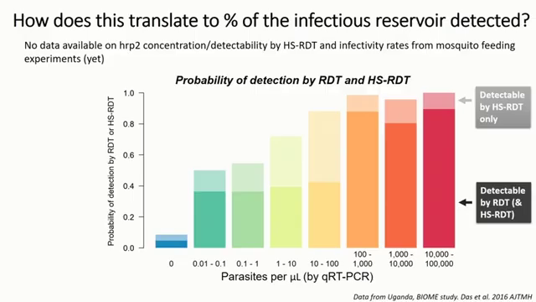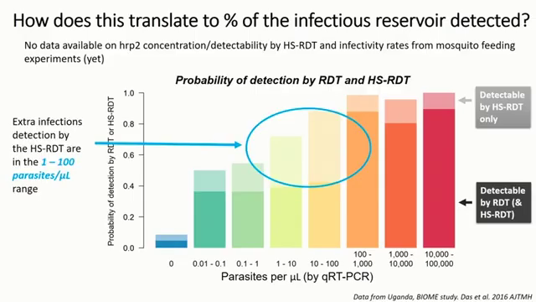The first thing you'll notice is that conventional RDTs are pretty good at detecting people with loads of parasites, as you'd expect. But the place where HS-RDT is really bringing some value is in what we traditionally call submicroscopic, subpatent or low-density infections. In the 1 to 100 parasites per microliter range, HS-RDT is detecting about twice as many infections as a conventional RDT.